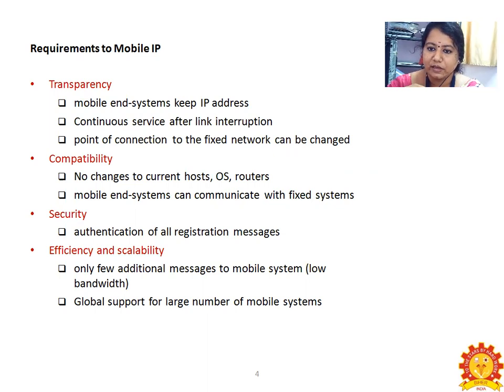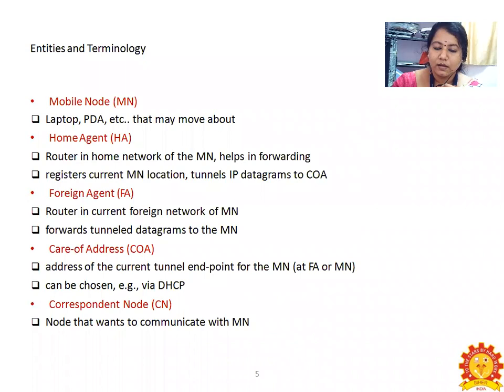Next is security. Here, the authentication of all registration messages. Then efficiency and scalability. Here we have only a few additional messages to the mobile systems, which require low bandwidth. Next is global support for a large number of mobile systems. So these are the requirements for mobile IP: first transparency, second compatibility, third security, and lastly efficiency and scalability.